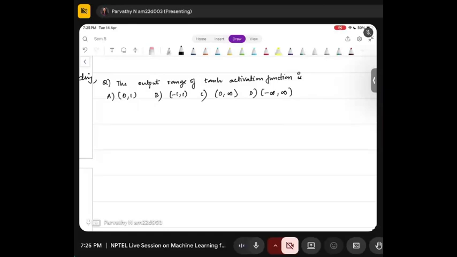The output range of tanh activation function is 0 to 1, minus 1 to 1, 0 to infinity, minus infinity to infinity. Tanh output values are between -1 to 1 and it is centered around 0. So the answer is -1 to 1.